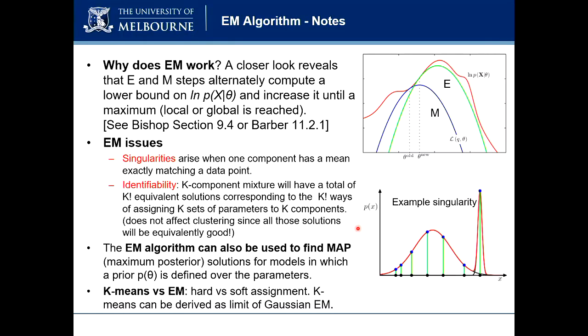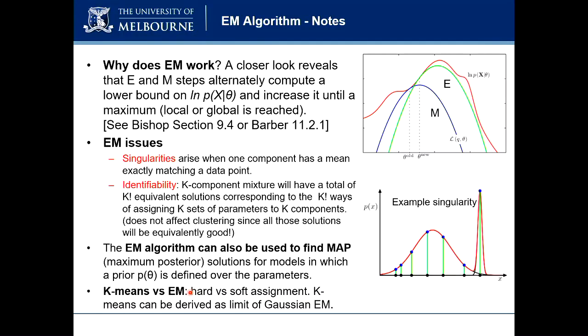If you don't have priors, I don't know what these thetas are, you do maximum likelihood. We did the maximum likelihood. We put the log likelihood for this. But you can also do the MAP version. And then the last word I want to say before closing is k-means versus expectation maximization.